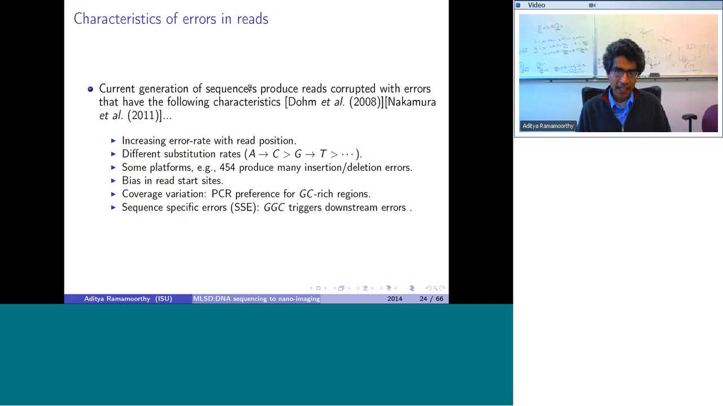So why is posing it in this framework a good idea? Because, like I said, actually, Srinivas asked that question. There are certain very clear characteristics of next-gen sequences. There's increasing error rate with read position, and there are different substitution rates. So A gets confused with C at a higher rate than B being confused with D, and some platforms also produce insertion deletion errors, although in this talk I'm only going to talk about substitution. And then there are sequence specific errors that have also been exhibited by many of these platforms.